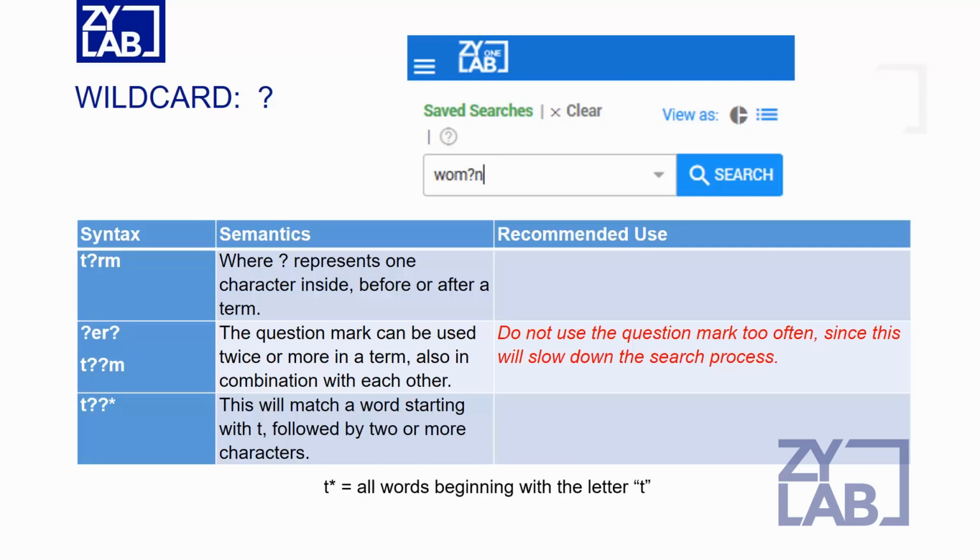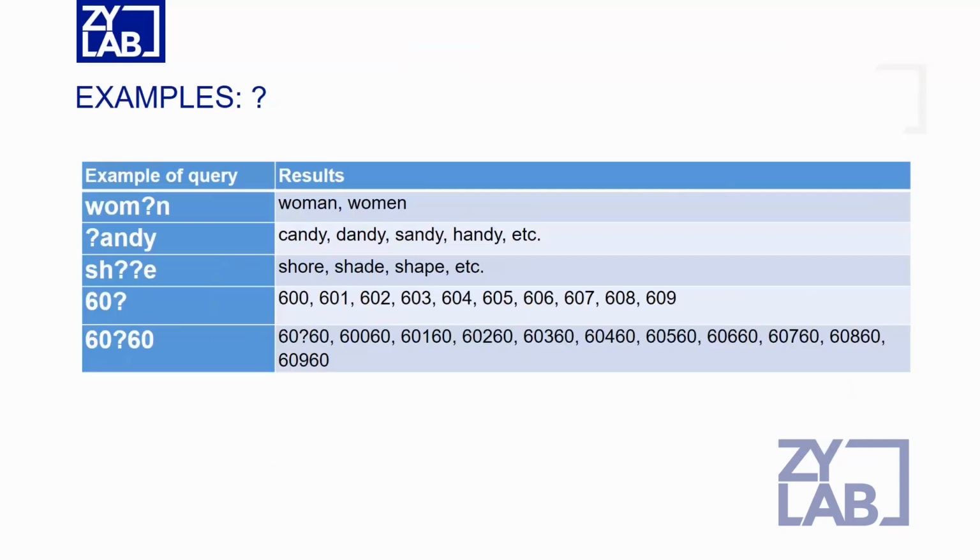T asterisk would return all words beginning with the letter T. T question mark asterisk would return all words beginning with the letter T that are at least 3 letters. For example, the search WOM question mark N would return both woman and women. The search question mark ANDY would return candy, dandy, sandy, handy, etc.